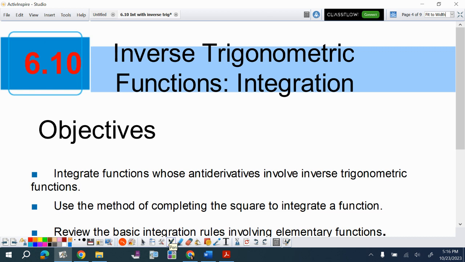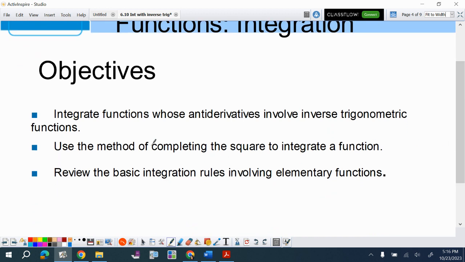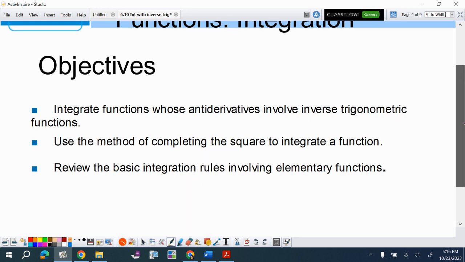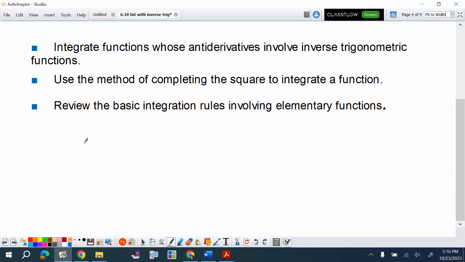In this video, I'm going to explain how to do the integration if inverse trig function is involved. So the objective is not to integrate inverse trig function, but to use inverse trig function and also completing the square. So let's review here.